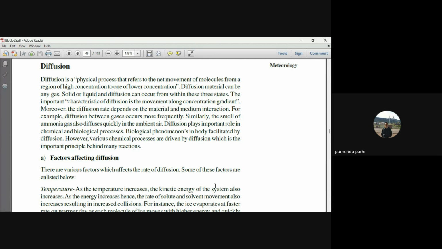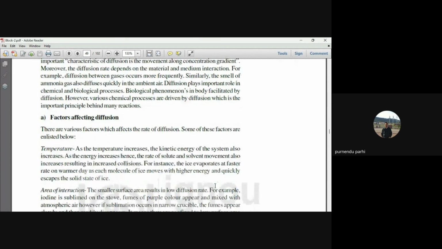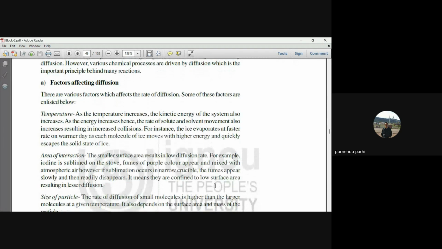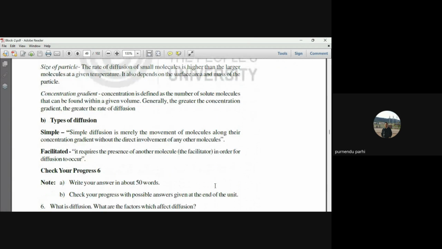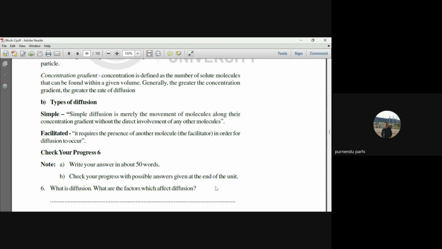Factors affecting diffusion. There are various factors which affect the rate of diffusion. They are temperature, area of interaction, size of the particle, and concentration gradient. Then types of diffusion. Simple diffusion is merely the movement of molecules along their concentration gradient without the direct involvement of any other molecule. Then facilitated diffusion requires the presence of another molecule in order for diffusion to occur.